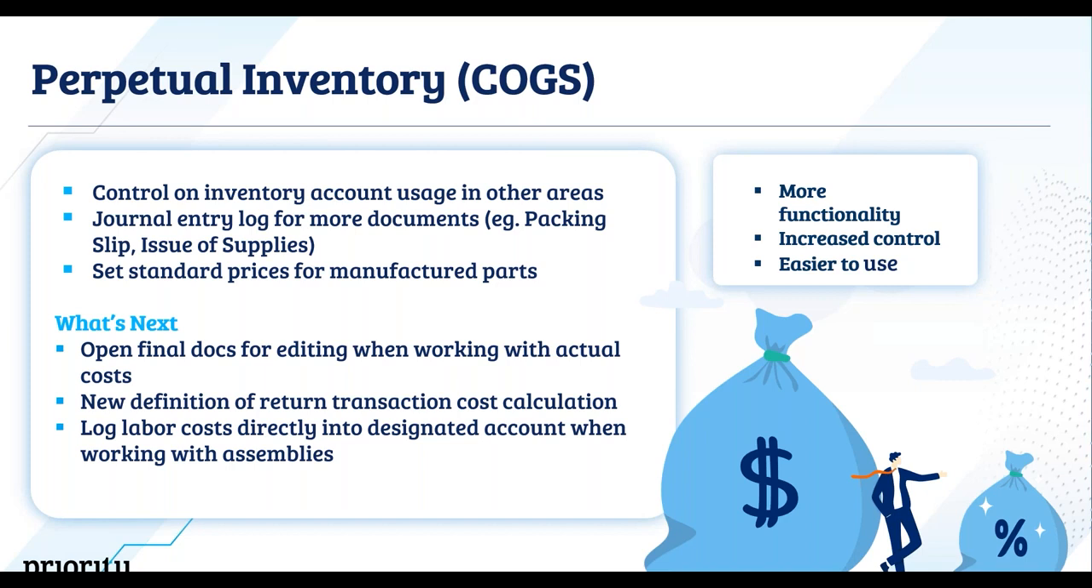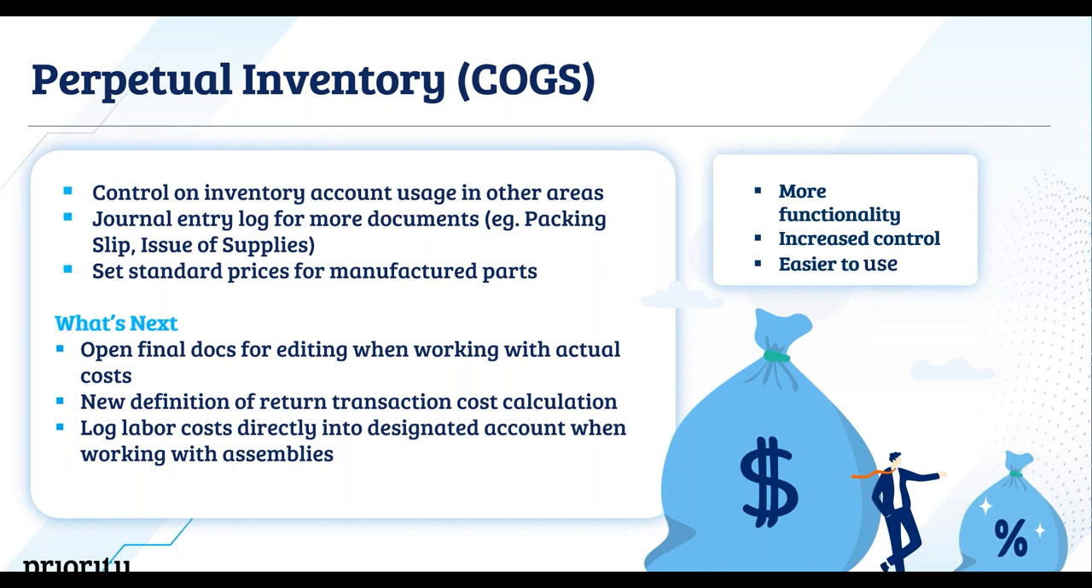You can now set a fixed standard cost for manufactured parts without the costing program recalculating the cost. This can be helpful, for example, if a manufacturing company wants to set a fixed cost for parts at the beginning of the year. In the next upcoming versions, we will continue to add value to our customers in this area of COGS, or perpetual inventory, as well.